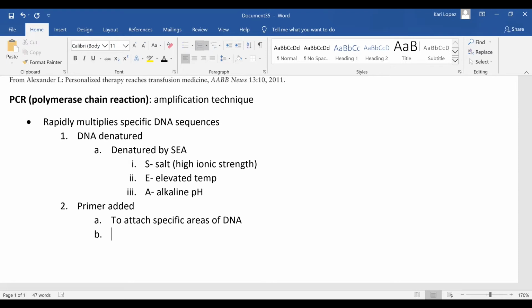And then a primer, the definition for it, is a short segment of single-stranded DNA used to initiate DNA replication in PCR. So short segment of single-stranded DNA, and that is used to initiate DNA replication in PCR.